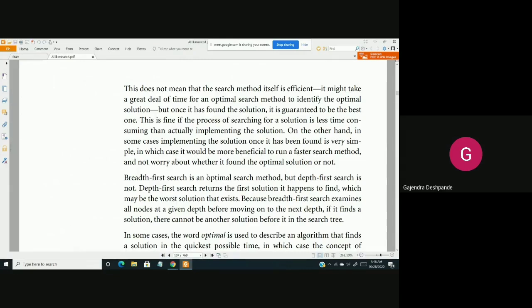Okay, so each method has its own advantages and disadvantages here. So it is basically contextual. So based on the context, you can decide whether the solution is optimal or non-optimal.